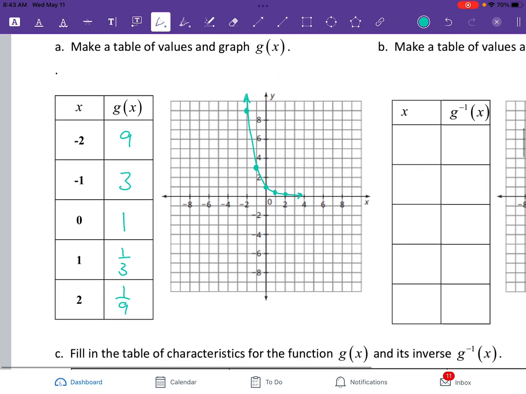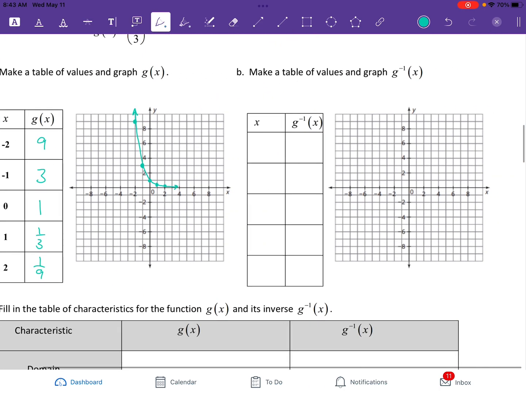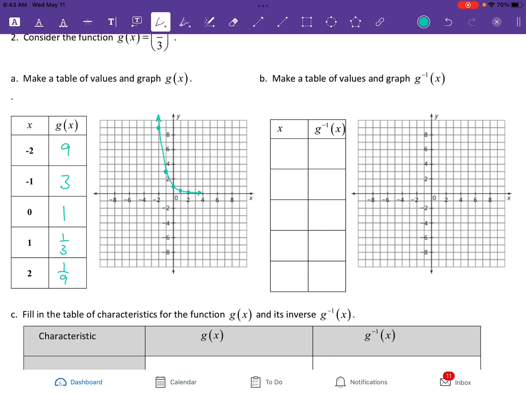Okay. Now, again, like before, we take our table. The x values of our table become the y values. So we have -2, -1, 0, 1, and 2. And the y values of the first table become the x values of the second. So we have 9, 3, 1, 1/3, and 1/9.